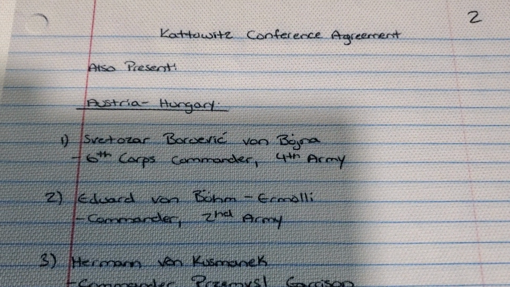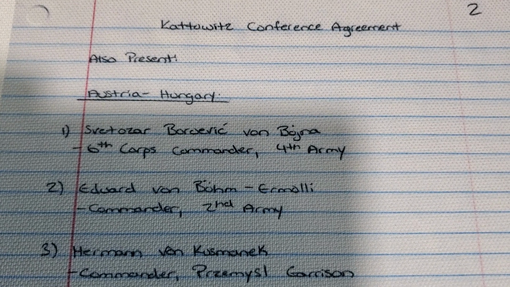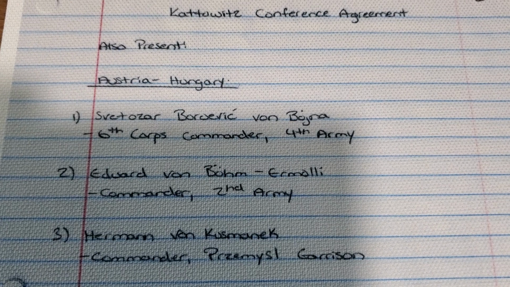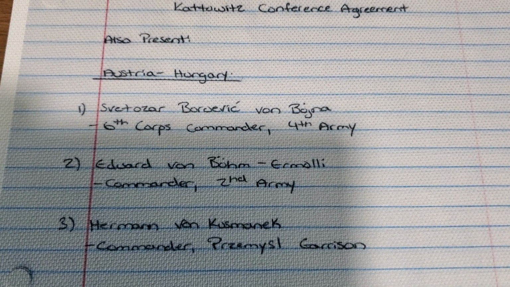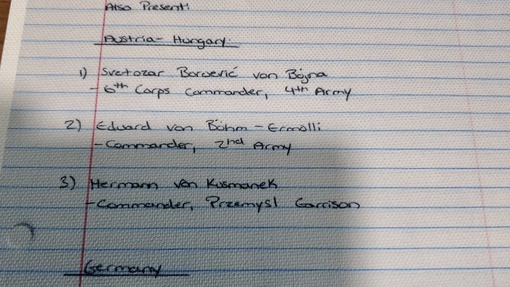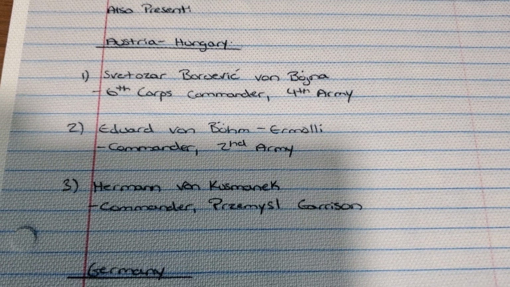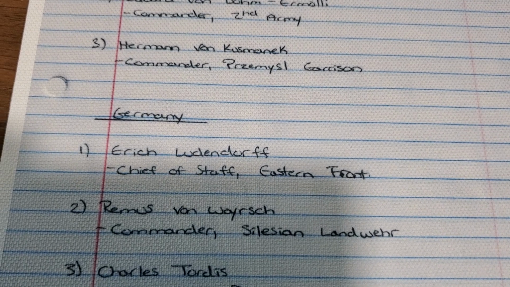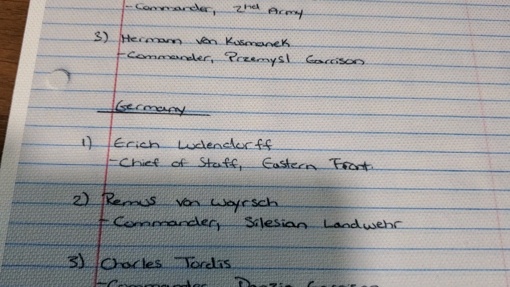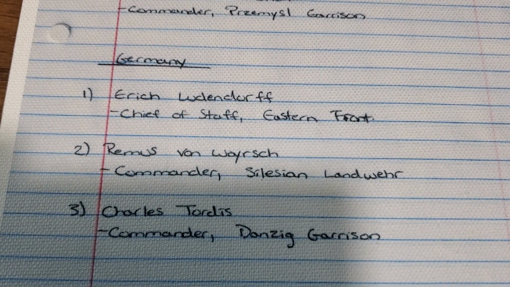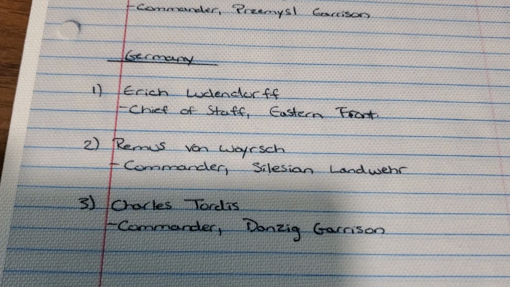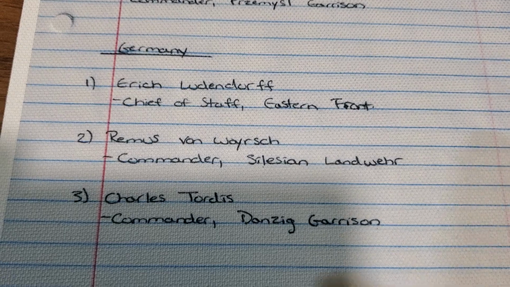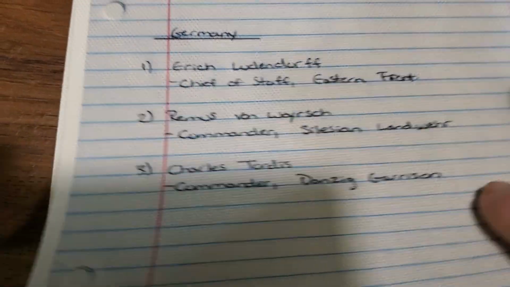And there's the Second Army commander who's in Przemyśl. Originally, yeah, he lost his army, for crying out loud, so all he's been doing is reinforcements and whatnot. And then there's Hermann von Kusmanek, who's the commander of the Przemyśl garrison. And then we have the German guys, and there's Mr. Ludendorff, and the new army commander that's coming in. And then Charles Tortoise, who's the commander of the Danzig garrison. I'll talk about him at some other point.